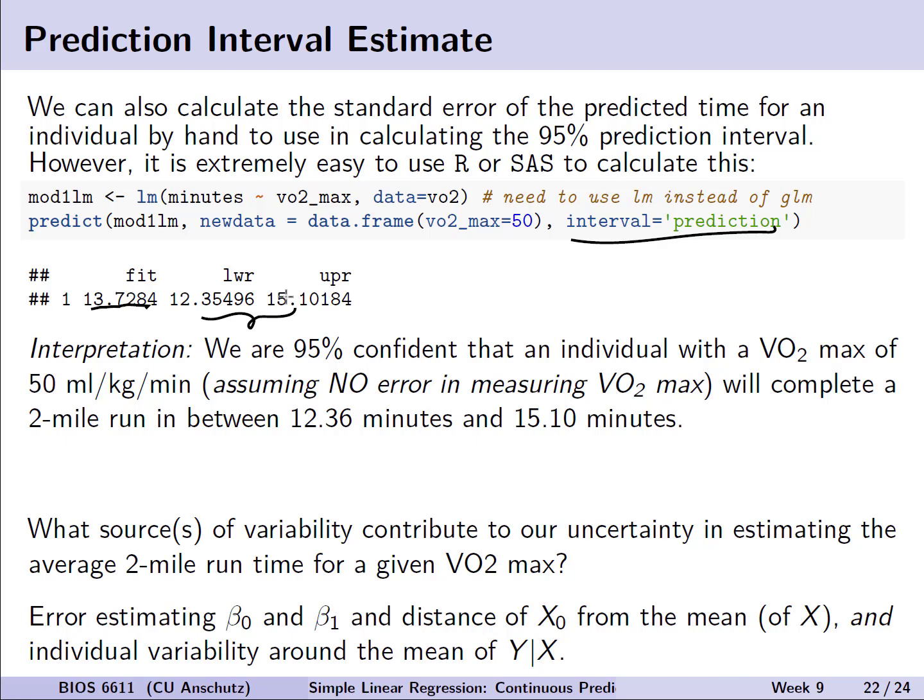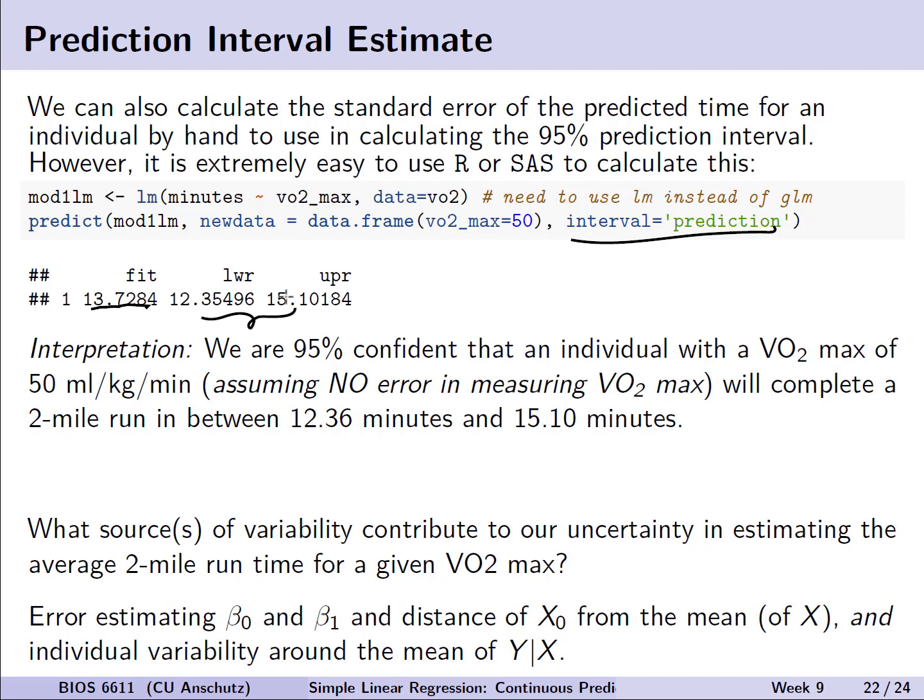So our interpretation here is that we are 95% confident that an individual with a VO2 max of 50 milliliters per kilogram per minute, assuming no error in measuring that VO2 max, will complete a 2-mile run in between 12.36 minutes and 15.1 minutes. Again, we have to note that for our prediction interval, because it's based on a single individual, we do have to make our assumption about normality and the distribution being correctly measured.